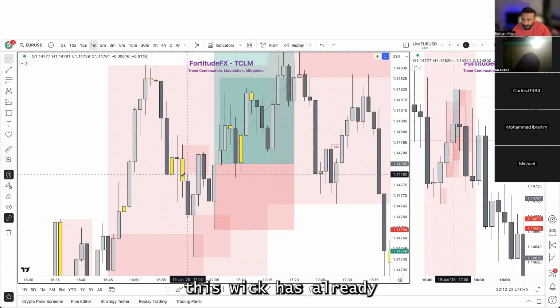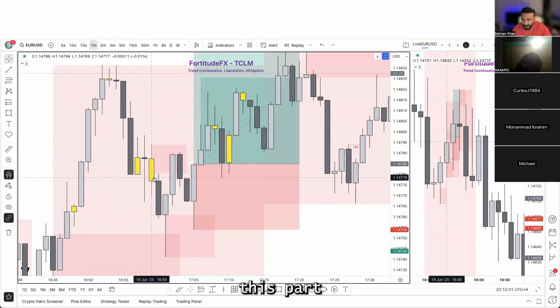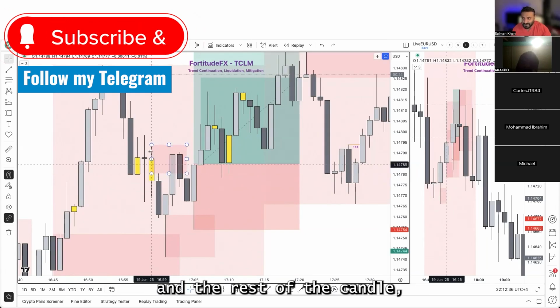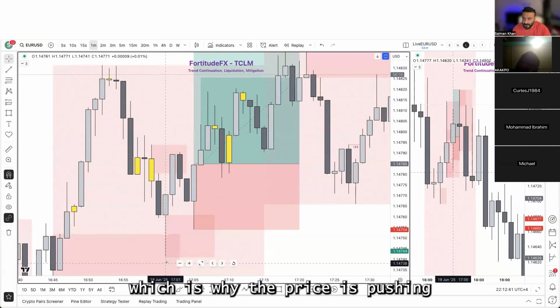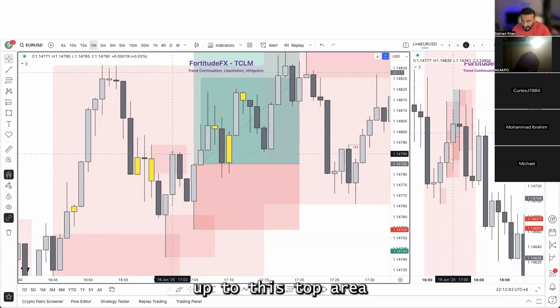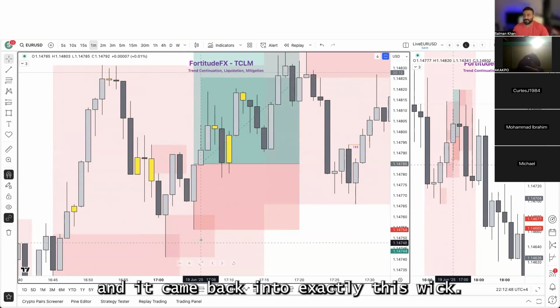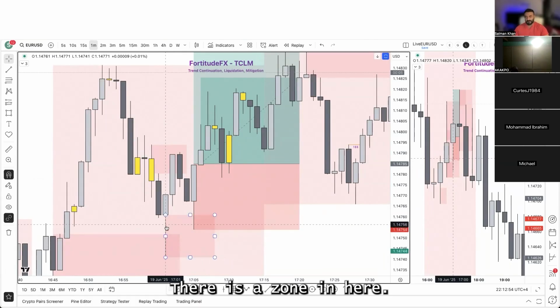This wick has already mitigated this part. So if I were to zoom in, this top wick of this bearish candle has mitigated this part in that inside bar, the area within the wick. But from the top of this wick and the rest of the candle, nothing has mitigated. Something is there and it has not been mitigated, which is why price is pushing up to this top area to get a reaction from. So price gave me a reaction and it came back into exactly this wick. Why this wick? Because there is an order block in here. There is a zone in here.